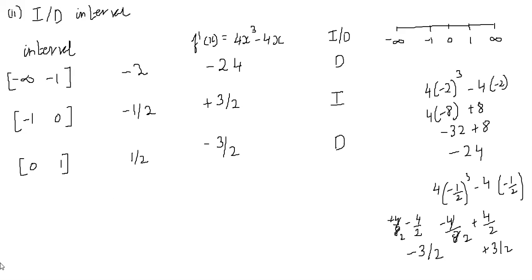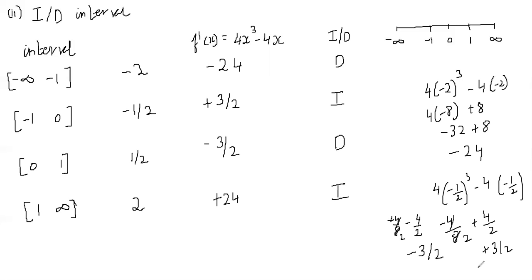So what is the final one? 1 to infinity. In the sense we can take the value 2. So what happens if we substitute 2? 2 cube is 8. 8 fours are 32. 32 minus 4 into 2, 8. That is 24. So it is plus 24. Since it is plus, the value is increasing. So we have found out whether it is an increasing or decreasing interval. The first and third intervals are decreasing, and the second and fourth are increasing.